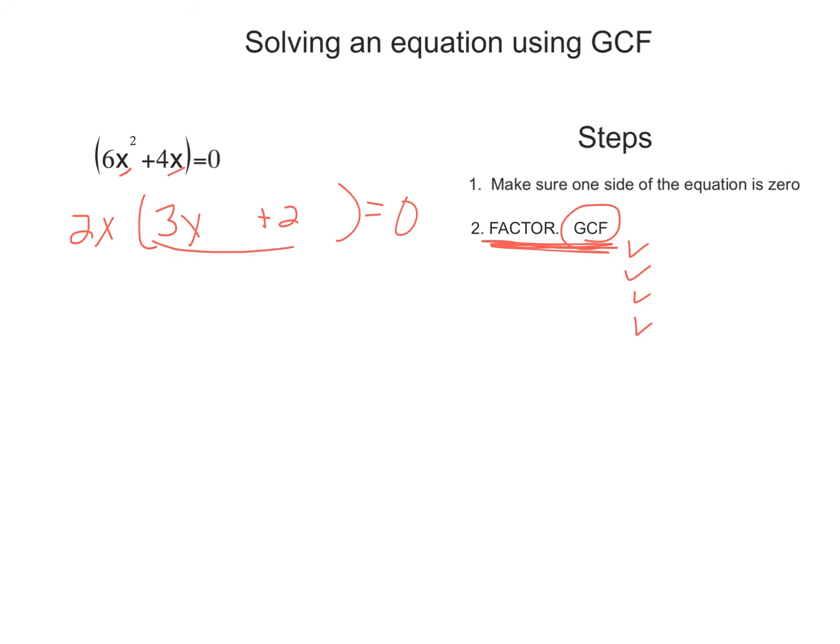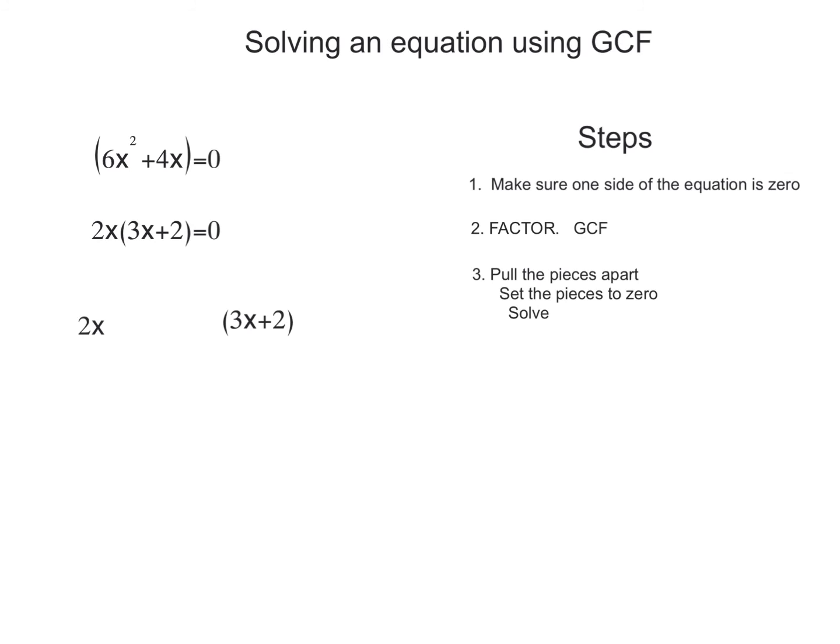Now I look in the parentheses just to be sure. I don't see any exponents here, so that means I can't go any further in terms of factoring. So we move on to the next step. Step 3 then says we're going to pull the pieces apart, like I just did earlier. Pull the pieces apart. We set the pieces to 0.